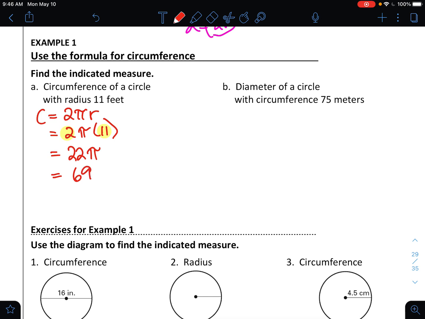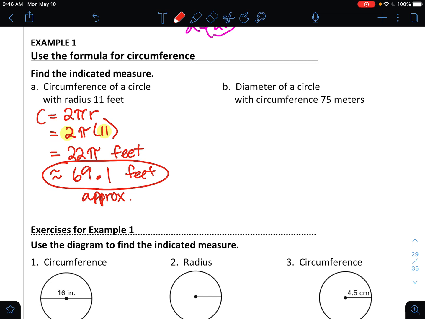So this is going to be, I'm actually going to change my symbol here. I'm going to use the approximation symbol because I have rounded this. So if we go to the nearest tenth, it's 69.1. Now, this is in terms of feet, and I'm going to attach a label here. Okay, so this one is considered approximate, and then this one we call exact. Okay, and that's because we haven't rounded it.